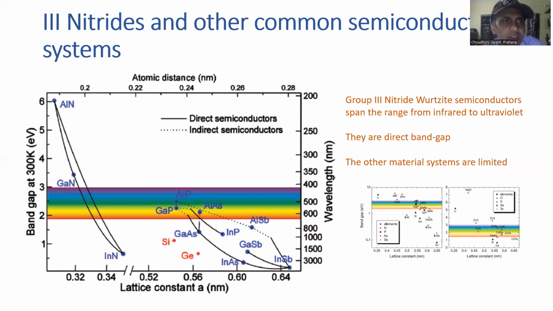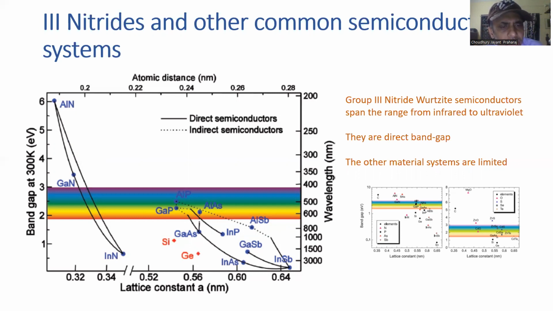This slide shows a comparison between the group 3 nitride semiconductors and other common semiconductor systems as far as band gap and lattice constants are concerned. You can see that the group 3 nitride semiconductors are typically on the lower end of the lattice constant spectrum and on the higher end of the band gap spectrum. This kind of trend is also expected from band structure calculations, like tight binding calculations or density functional theory calculations, in this kind of material system.